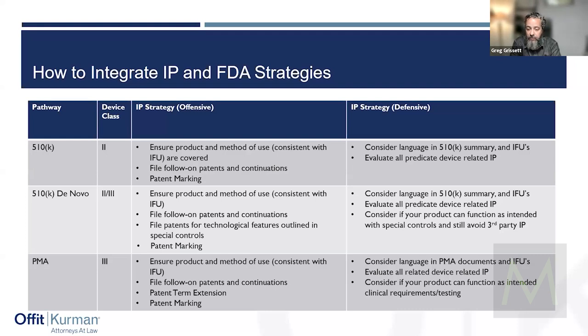For the de novo, you're doing a little bit more, and maybe you're having some additional protection focused on these special controls if you can work out the timing in the right way. Patent marking, PMA, again, think about patent term extension. That's different. You get time back. You can add to your patent term for regulatory delays if you have a PMA filing.